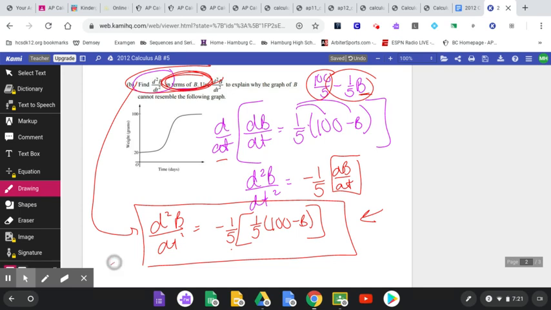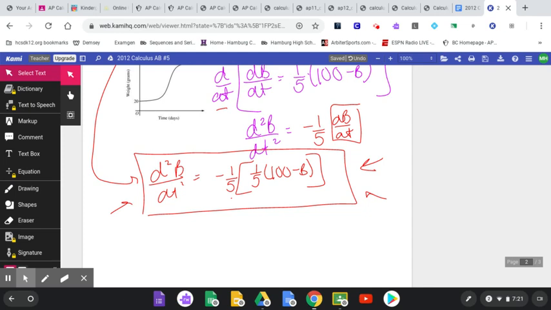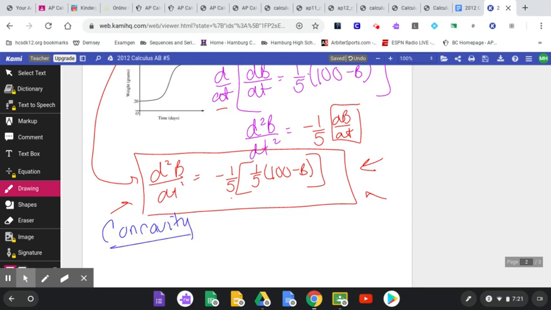Now it says use this second derivative you found to explain why this cannot represent this graph. All right, so let's think about what the second derivative tells us, because that's what they're asking us to use. The second derivative describes concavity. So I need to know whether this thing is concave up or concave down. So I know this coefficient here is always negative. So I guess the question is similar to a problem we just did. What do you know about this value here? Well, that all depends on what this B value is, correct?